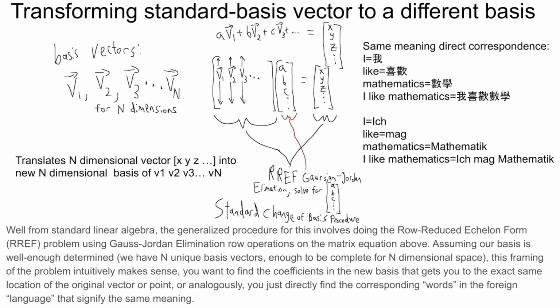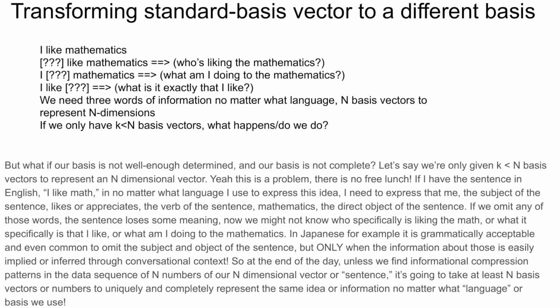You want to find the coefficients in the new basis that gets you to the exact same location of the original vector or point, or analogously, you just directly find the corresponding words in the foreign language that signify the same meaning. But what if our basis is not well enough determined and our basis is not complete? Let's say we're only given k, which is less than n, basis vectors to represent an n-dimensional vector. Yeah, this is a problem. There is no free lunch. If I have the sentence in English, "I like math," no matter what language I use to express this idea, I need to express that me, the subject of the sentence, likes or appreciates, the verb of the sentence, mathematics, the direct object of the sentence.